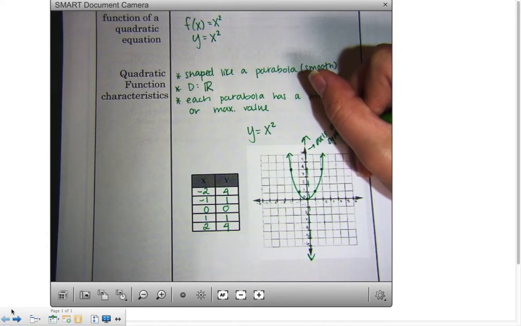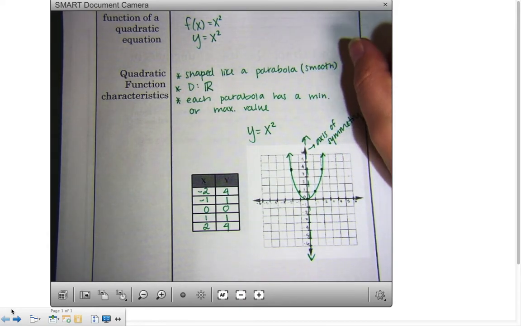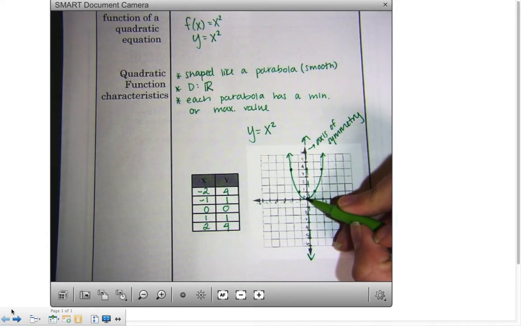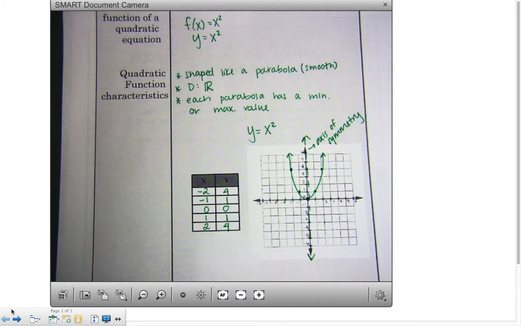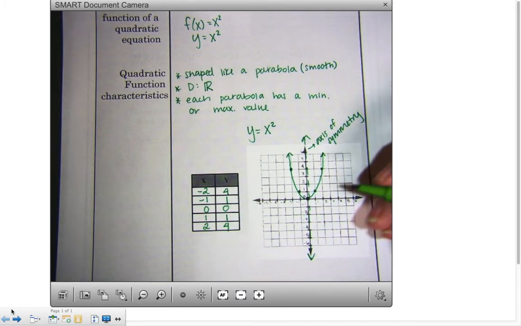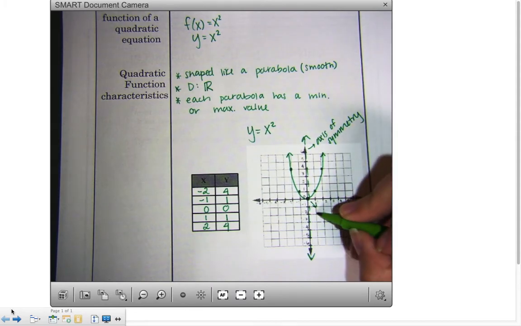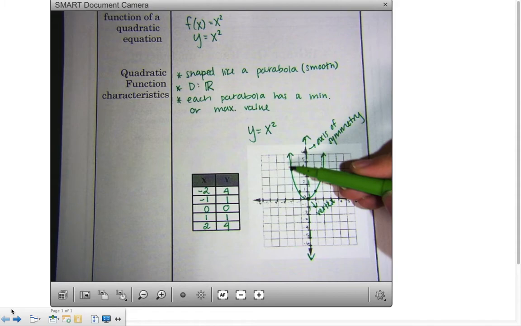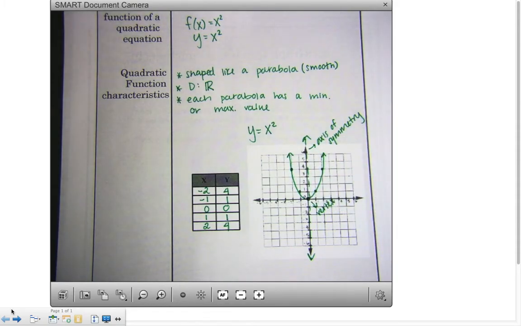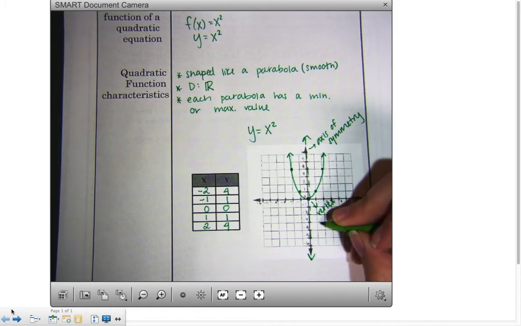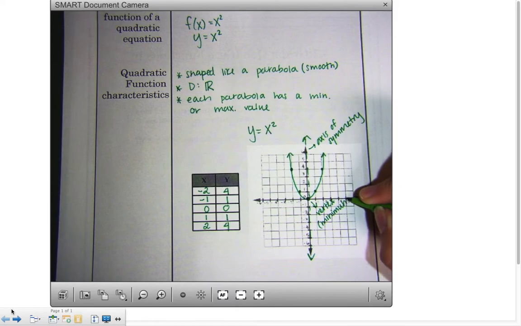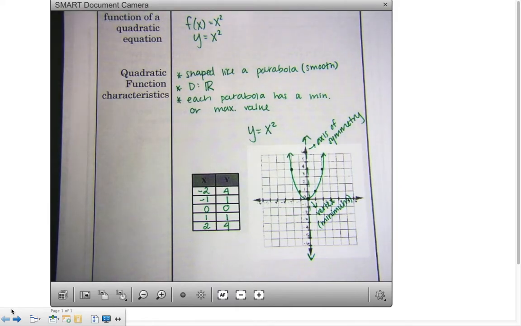Your axis of symmetry will always be a vertical line, and notice it goes through the vertex, which is either your minimum or your maximum. So why don't you go ahead and label 0, 0 as your vertex. That's the turning point in your graph. So we go from decreasing, here's my vertex, to increasing. And if your parabola is facing up like this, that's your minimum value. That's the smallest your graph is ever going to get.